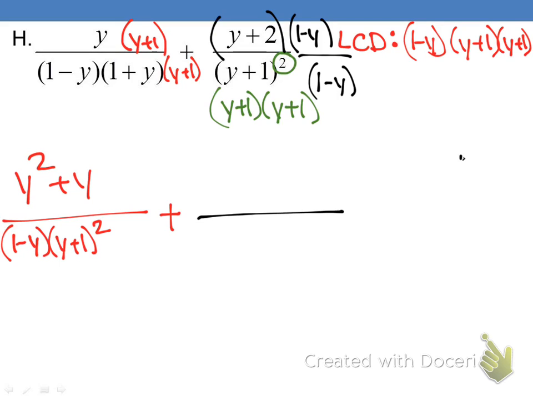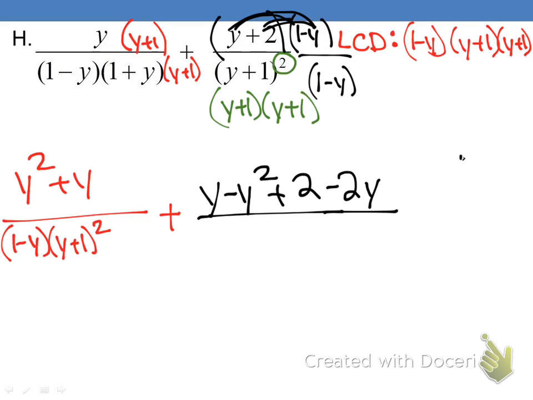Now, here I need to double distribute. It's going to be kind of tricky. So we have y times 1, which is y. Then we have minus y squared, because we have y times negative y. Then we'll have plus 2. Then we'll have a minus 2y, all over the common denominator.